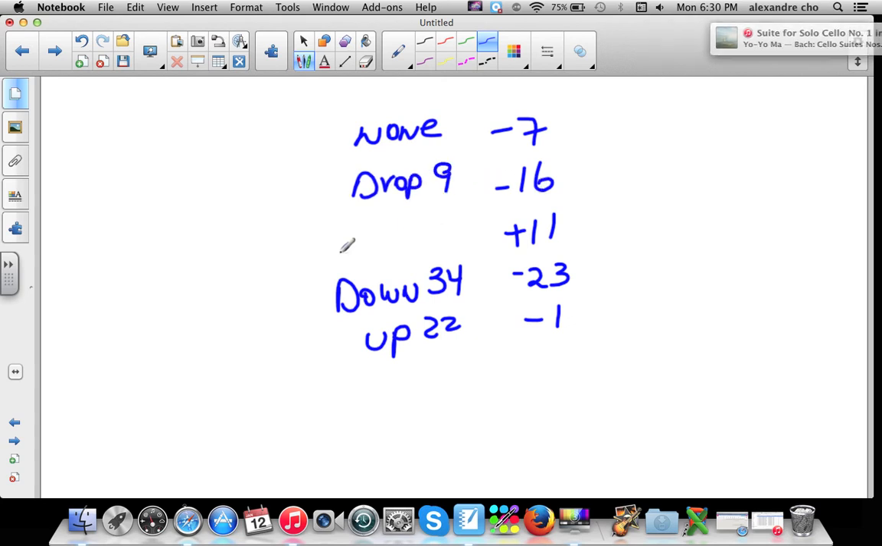Okay, and then it says negative 16. If you rise 27, you go to plus 11. Okay, and in order to go from 11 to negative 23, you have to drop 34. Okay, and then from negative 23 to negative 1, you're definitely going up. You go up 22.